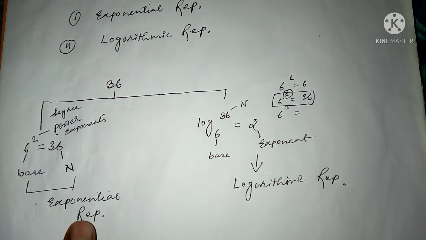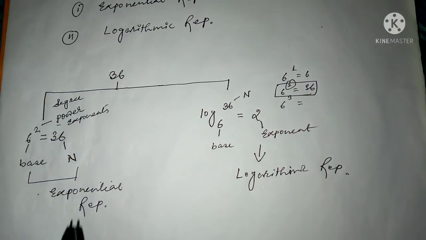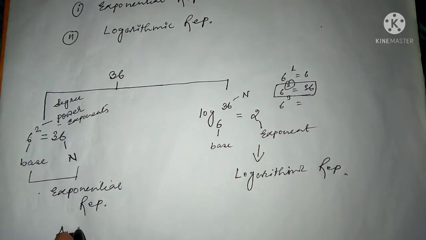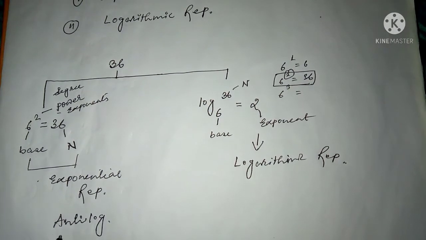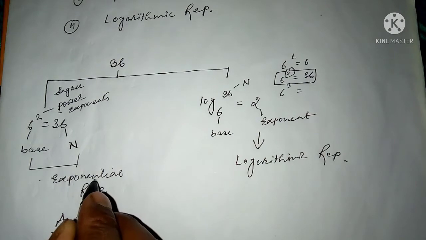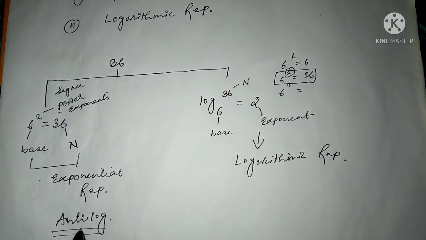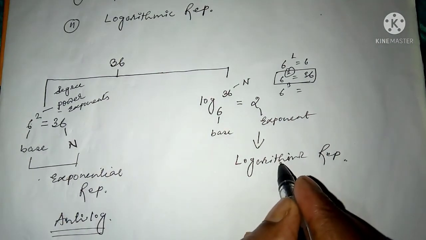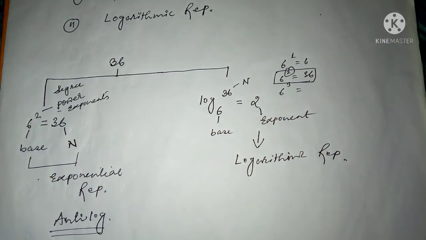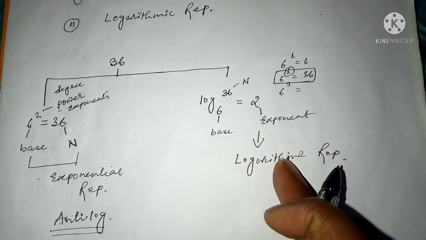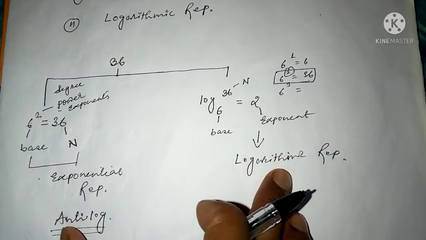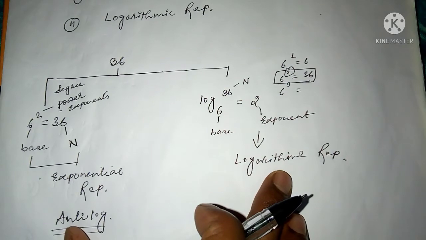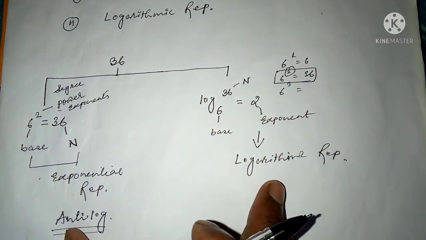This is called the antilog as well, okay. This is called your antilog. We'll discuss in our forthcoming videos, okay. That means this exponential representation is also called your antilog. When it is log, what does anti mean? Reverse of everything. So the reverse of log is antilog, okay. This is your log, this is the reverse, so we can name this one antilog. It's very simple, as simple as that, okay.